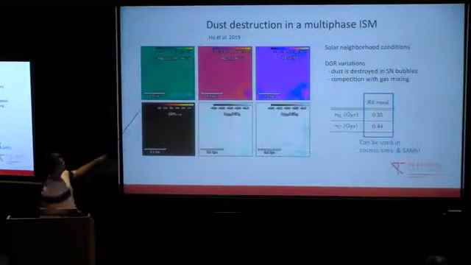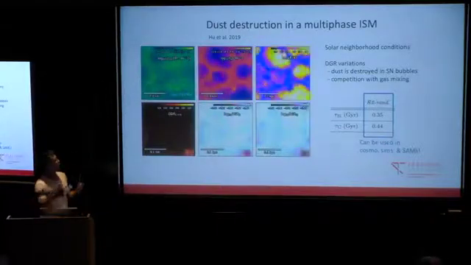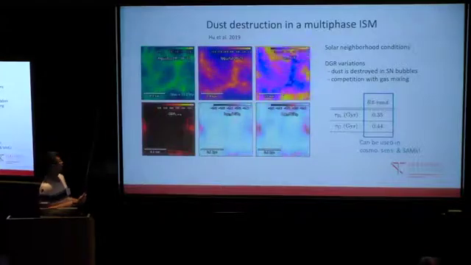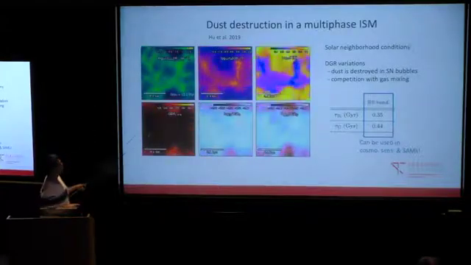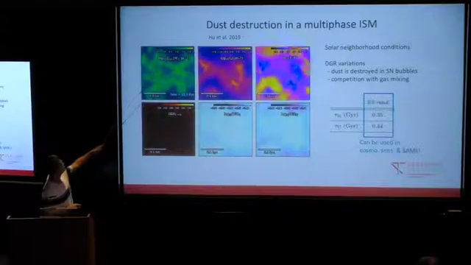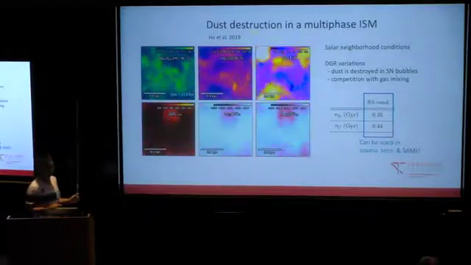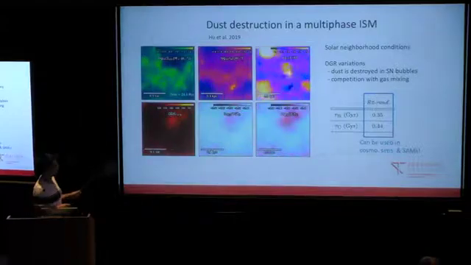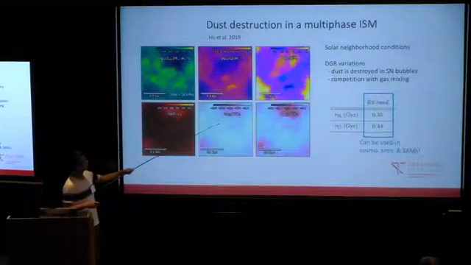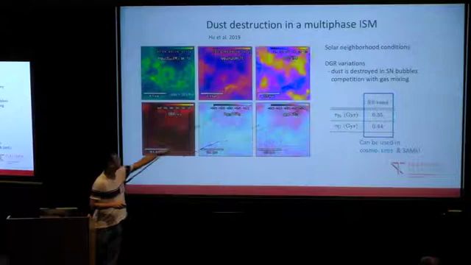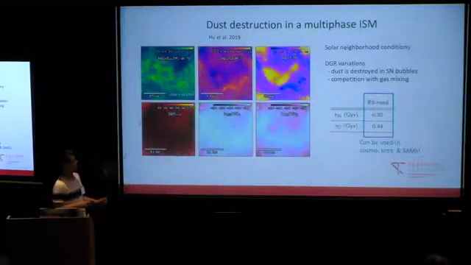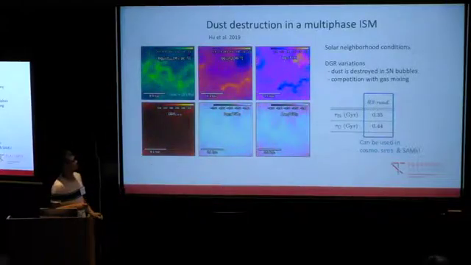And you can see the supernova explosions are dropped randomly, and most of the ISM will be shaped by these supernova explosions into multi-phase structures. You can see the destruction mostly happens where you have hot bubbles. This is where most of the sputtering is happening.